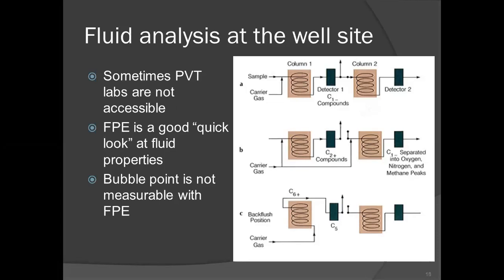It has two columns, each with its own TCD. First of all, the injected gas goes through the column, and lighter gases such as hydrogen, oxygen, nitrogen, and methane are extracted through a series connection. After that, the series connection changes to a parallel connection where C2 to C5 compounds are separated. And anything C6 plus, which is any compound with six carbons or more, is back flushed.